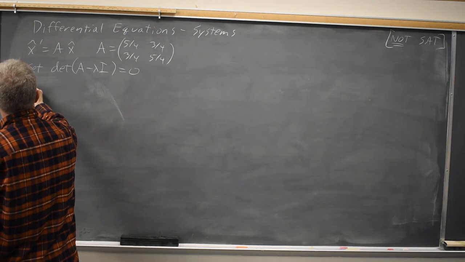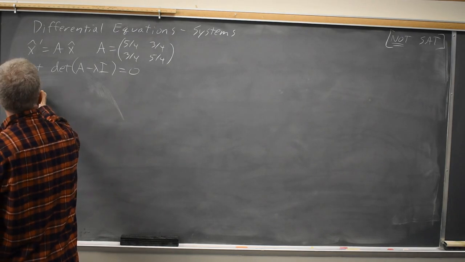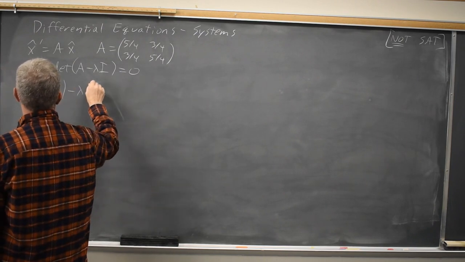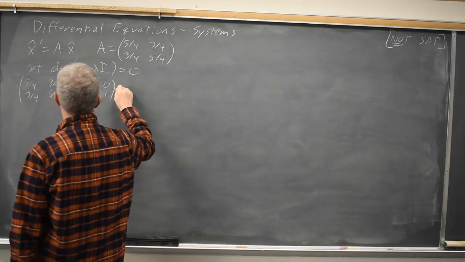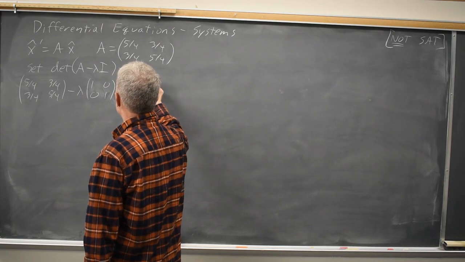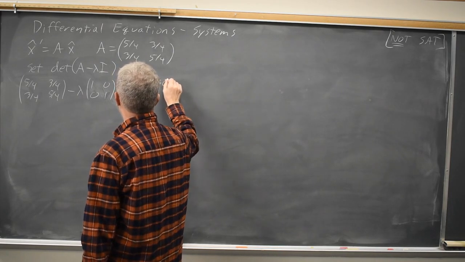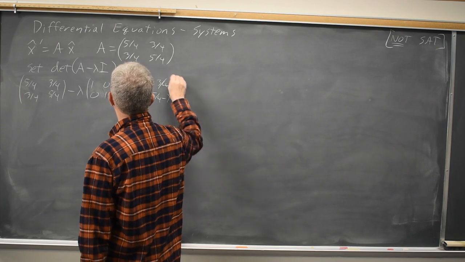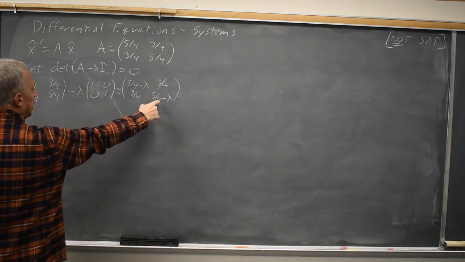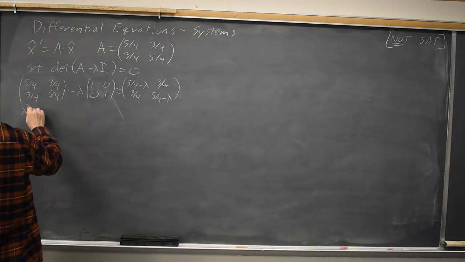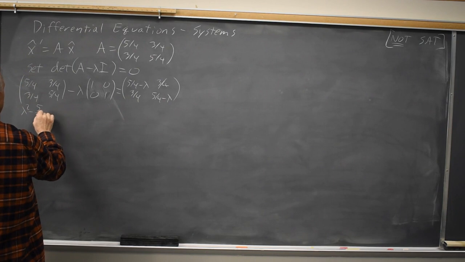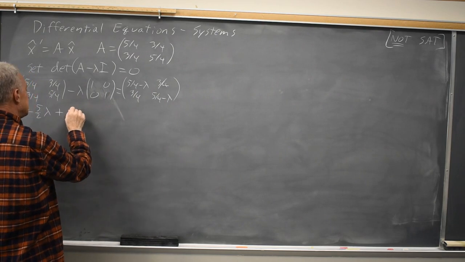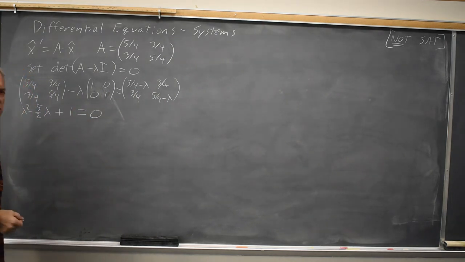So A is 5/4, 3/4, 3/4, 5/4 minus lambda times 1, 0, 0, 1 equals 5/4 minus lambda, 3/4, 3/4, 5/4 minus lambda. And the determinant is AD minus BC, which is lambda squared minus 5/2 lambda plus 25 over 16, and then minus 9 over 16 is plus 16 over 16, which is plus 1. And we're setting that determinant equal to 0.